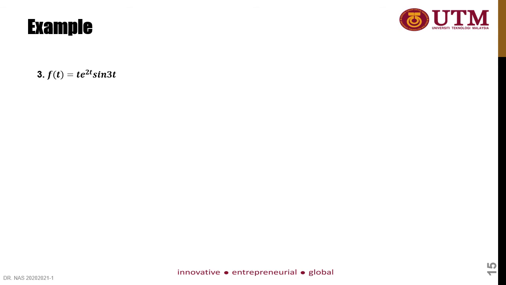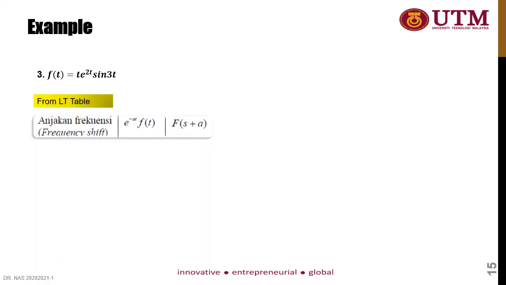So for this kind of function, from the table you may find a combination e to the minus at f(t). In this case, if you compare to the given equation, it is equal to e to the t, so your f(t) equal to t sine 3t. Meaning that your f(t) is this, and in S domain it will be F(s plus a).